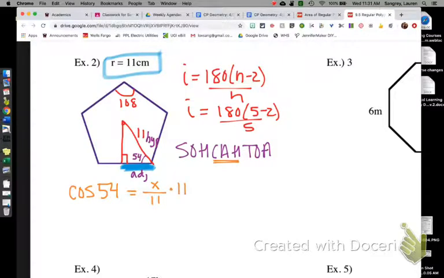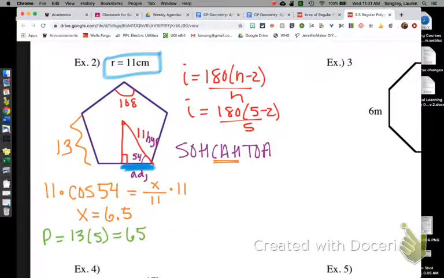The variable is in the numerator, so I have to multiply both sides by 11. And the calculator is going to give us 6.5. Then we have to multiply that by 2 so that I get the entire side is 13. So now that we know that, we can find the perimeter. Each side is 13 and there are 5 sides, so the perimeter is 65. And that's going to be something that we need for our formula.